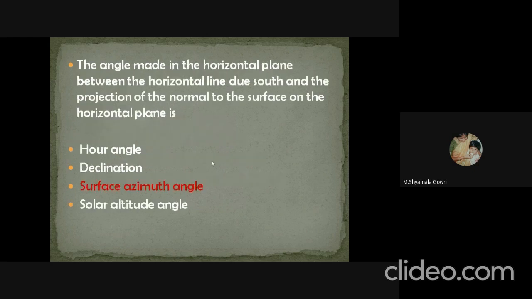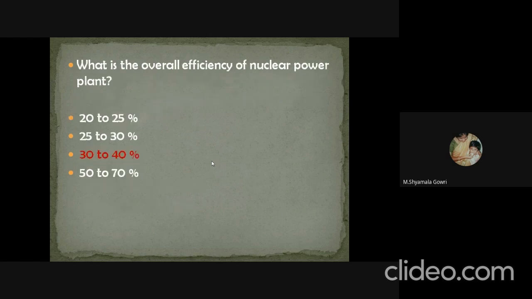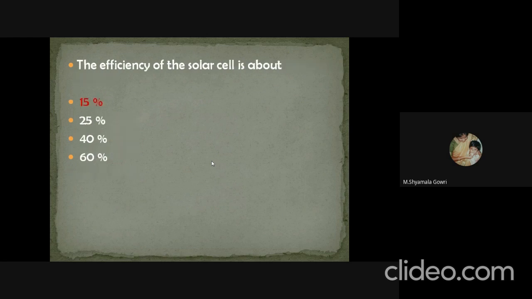The angle made between the horizontal line due south and the projection of the normal to the surface on the horizontal plane is the surface azimuth angle. What is the overall efficiency of a nuclear power plant? It is 30 to 40% only. The efficiency of a solar cell is about only 15%. Even though 100% solar energy is incident on the solar PV panels, the efficiency of a solar cell is only about 15%.